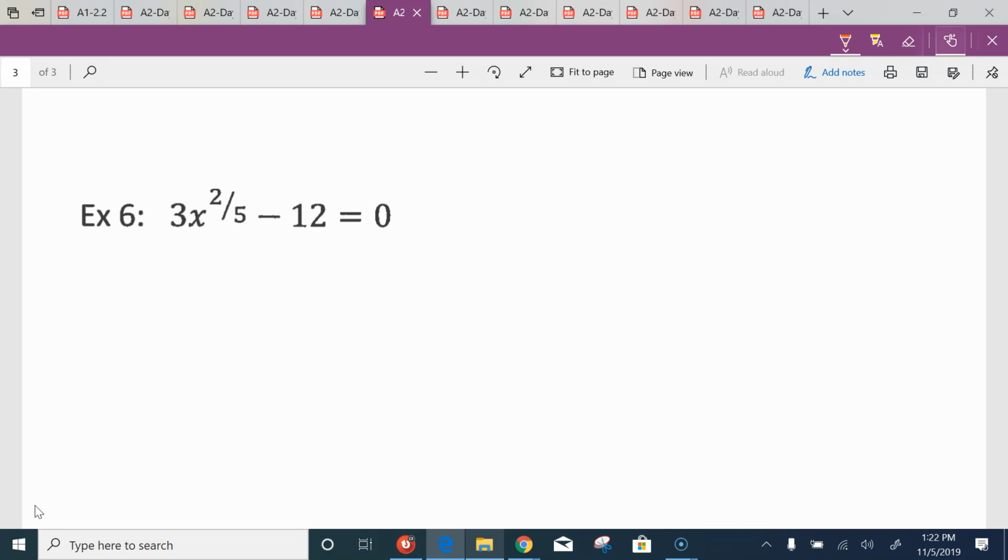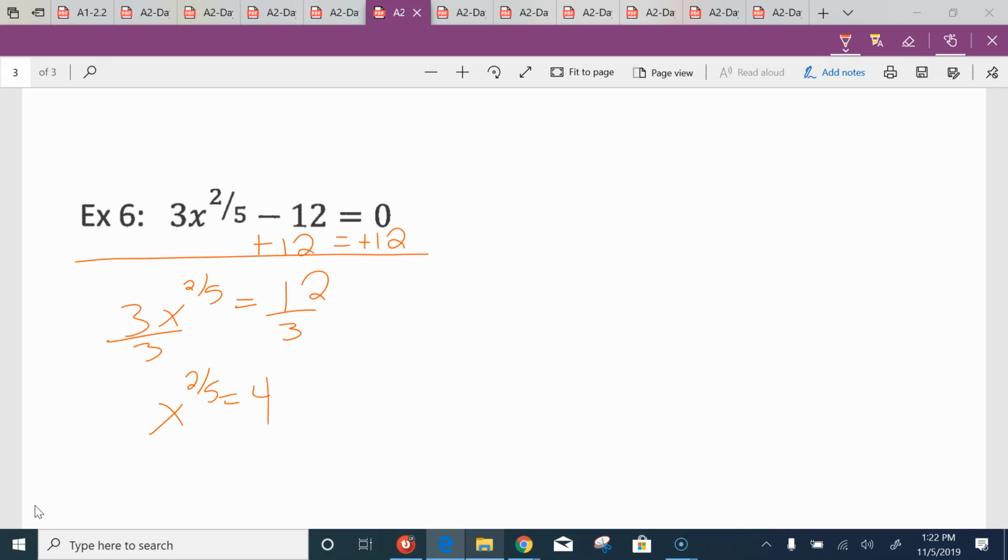I have this equation. I can't get the x by itself until I get rid of all the stuff outside of it. So since I'm subtracting 12, I'll add 12 to both sides, which makes sense because usually we don't want to deal with 0 answers. So I have 3x to the 2/5 equals 0 plus 12, which is 12. X is still not by itself. It's being multiplied by 3, so I'll divide both sides by 3. That gives me x to the 2/5 equals 4.